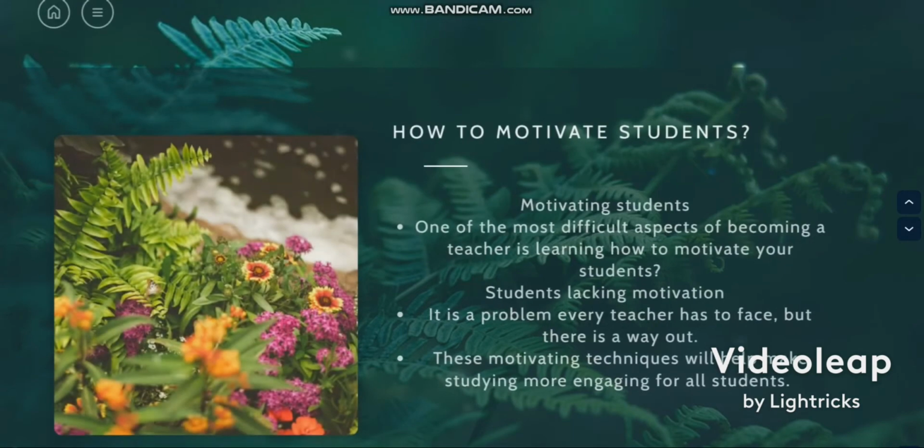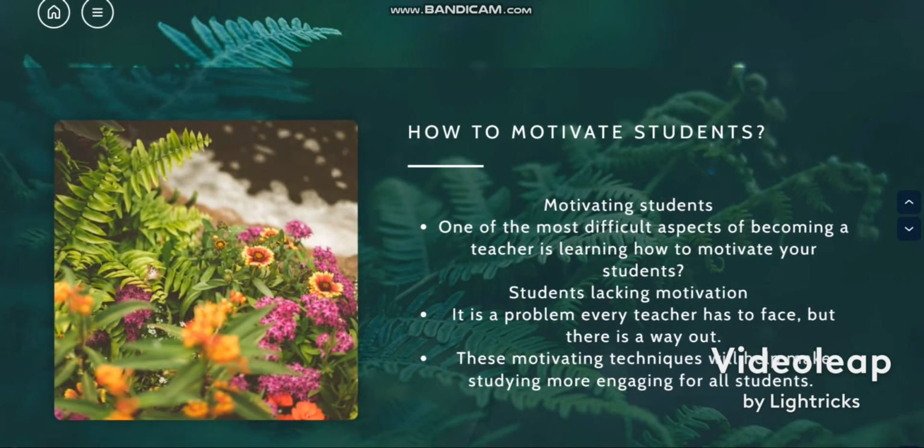The next one is how to motivate students. Motivating students seems difficult. It's one of the most difficult aspects of becoming a teacher, learning how to motivate your students. And of course, there are students lacking motivation. It's a problem every teacher has to face, but there is a way out. These motivating techniques will help make studying more engaging for all students.